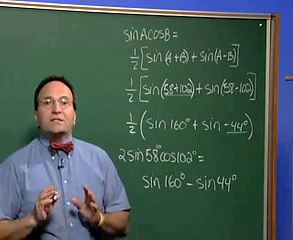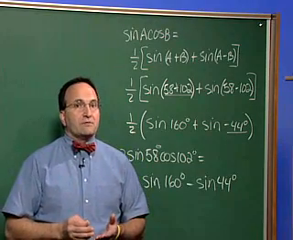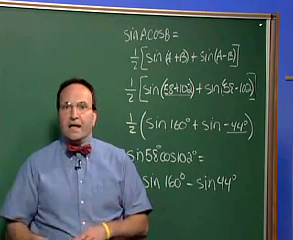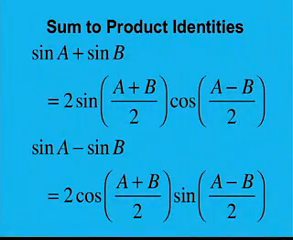From these identities, we can derive another group of identities that are used to rewrite sums of trigonometric functions back into products. Here are the definitions for the sum to product identities. The sine of A plus the sine of B is equal to 2 sine of the quantity A plus B divided by 2 times cosine of A minus B divided by 2. The sine of A minus the sine of B is equal to 2 times the cosine of A plus B over 2 times the sine of A minus B over 2.